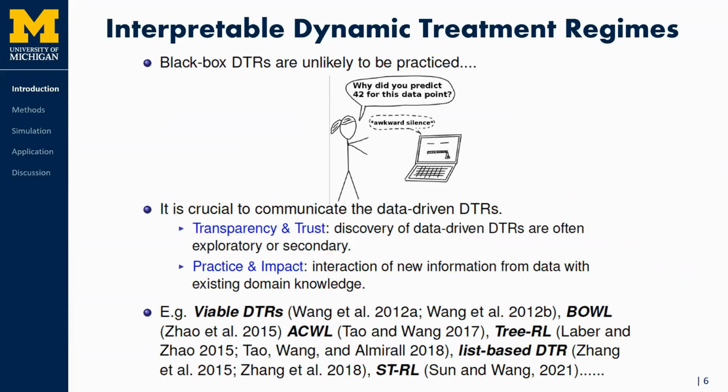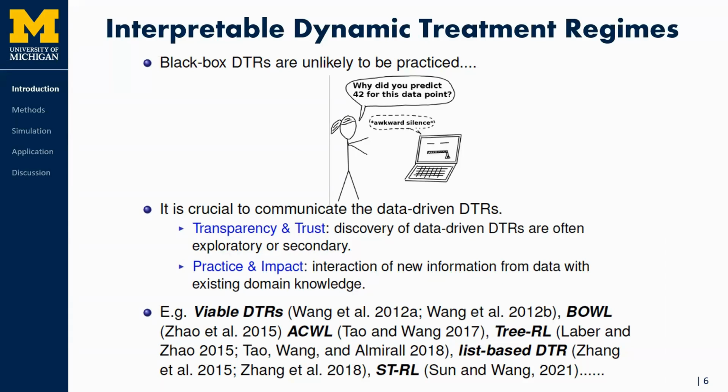And of course, I do not want my machine to be a black box. Black box dynamic treatment regimes are unlikely to be practiced. I don't want something like, you ask the machine and it says this works for the patient, but how and why? It's more critical to communicate with your physicians and your patients how this data-driven dynamic treatment regime helps. We want that to be more transparent so that they can trust our decision rules.